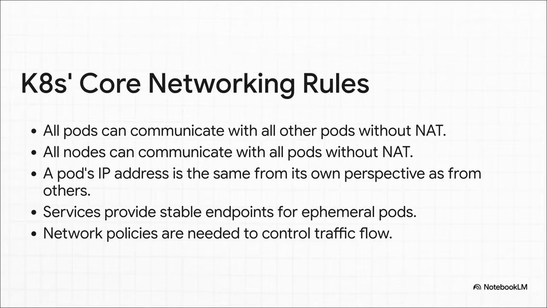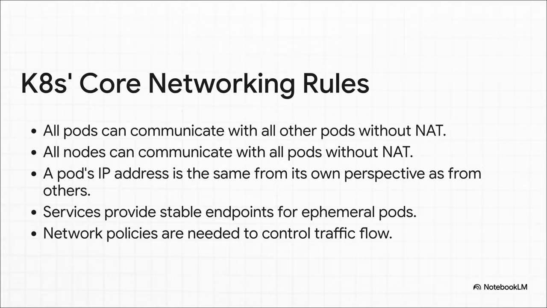To make this all work, Kubernetes lays down a few really powerful ground rules. First, every single pod has to be able to talk to every other pod directly. And, this is key, without any complex network address translation or NAT. That's the stuff your home router does to hide all your devices behind one IP address. Here, there's no hiding. Same goes for nodes talking to pods. And a pod's IP address? It has to be its one true IP, seen the same way by everyone.